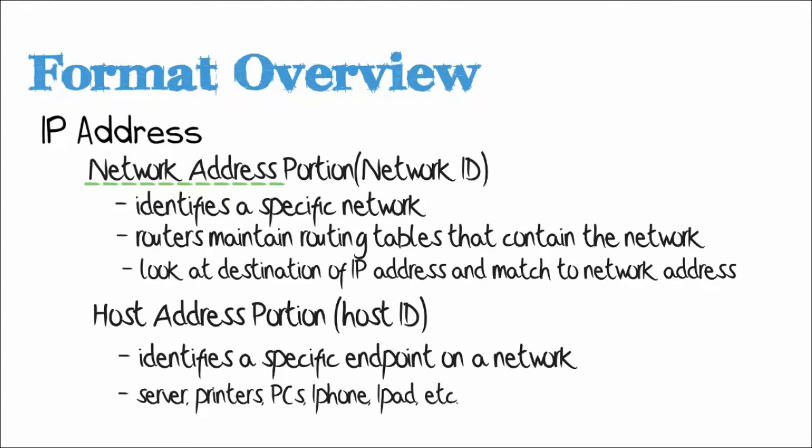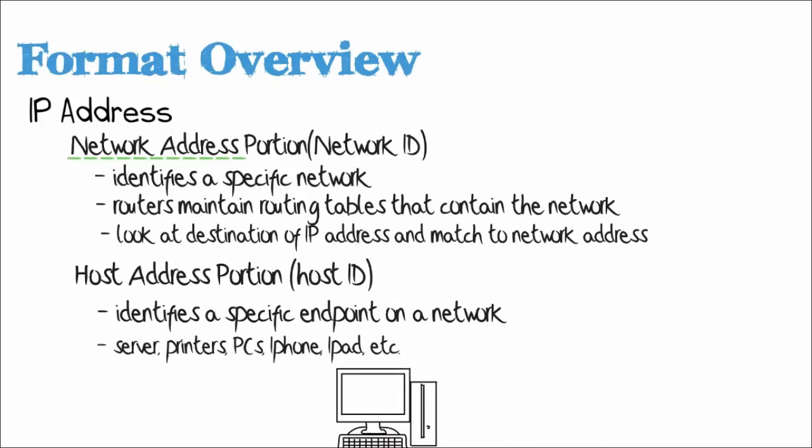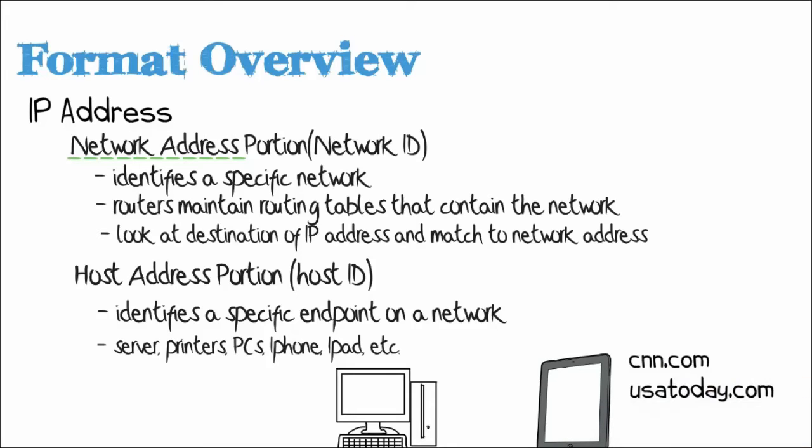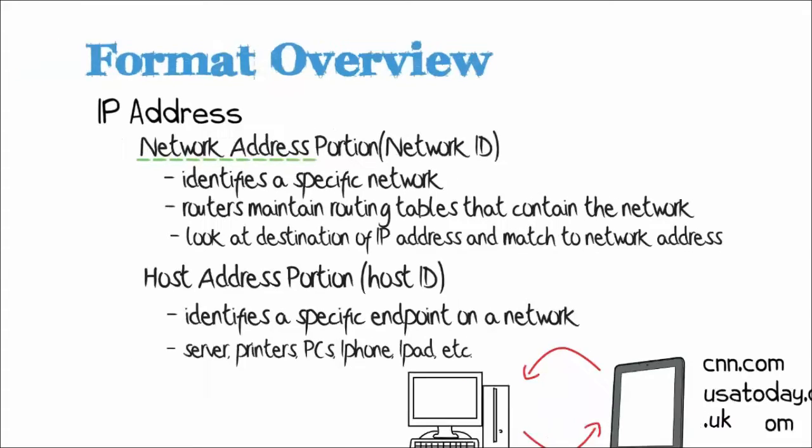So a PC may be communicating with a server. You may be using your iPad to read the news. So you'd be surfing to CNN.com or USAtoday.com or the BBC. So your iPad is sending traffic to that server and the server is returning traffic to your iPad. So the iPad and the server will have a TCP session established at layer 4, but for the iPad to communicate with the server, routers need to route traffic to the server and back again.